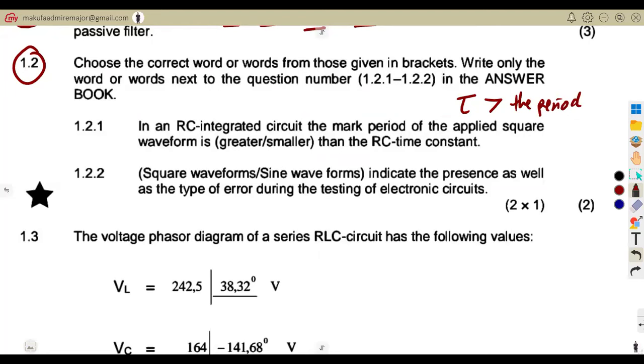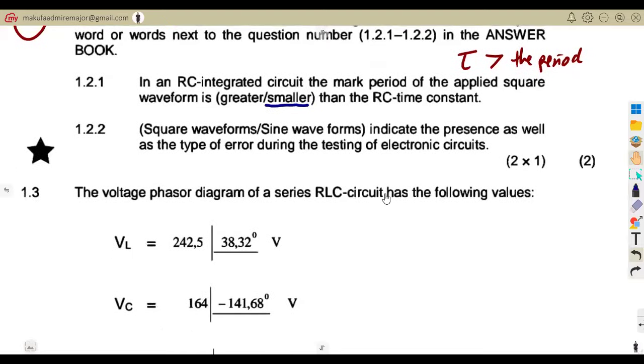Now here they gave us this statement vice versa. The period of the applied square wave, which is at the input, is greater, which is this one. Is it greater or not? It is not, guys. This one is smaller, because the time constant is the one that is greater. This one is supposed to be smaller than. So be careful on that one, because there you're given is greater, no, because it's supposed to be the time constant greater than that one.